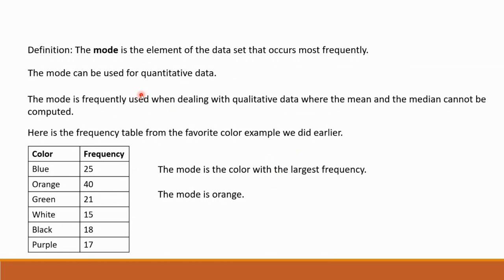Another way to measure center is the mode. The mode is the data value that appears most frequently. So in other words, from a frequency table, it's the one that has the highest frequency. Notice also that we can use this for qualitative data. We made frequency tables for qualitative data, like here. So we can get the mode here. We can't get the mean or median, but we can get the mode. You just look at the highest frequency.